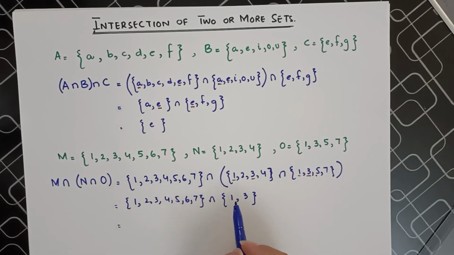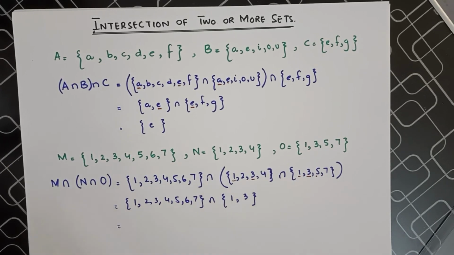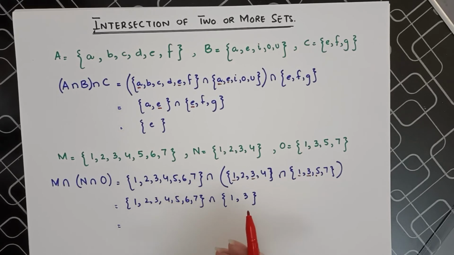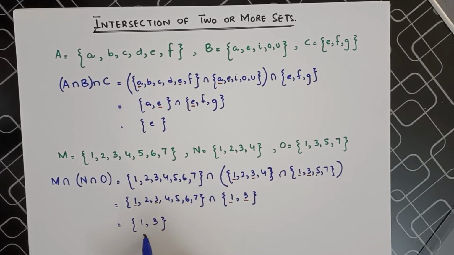Now we have to look for the common ones. Do we have 1 and 3 in the set M? Yes, we do have 1 here and we do have 3 here. We're only going to write the ones that are common. Right? So this is how it is supposed to be solved.